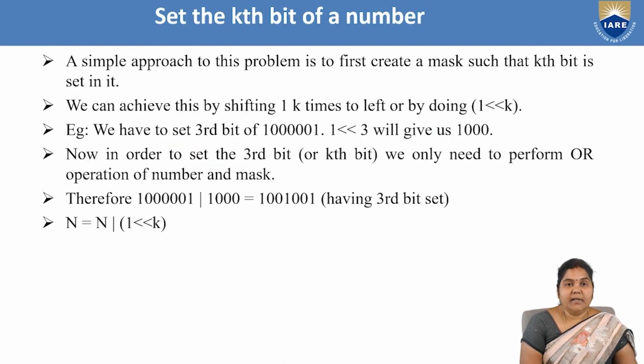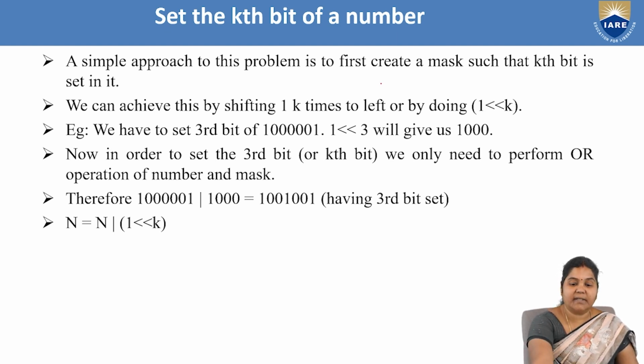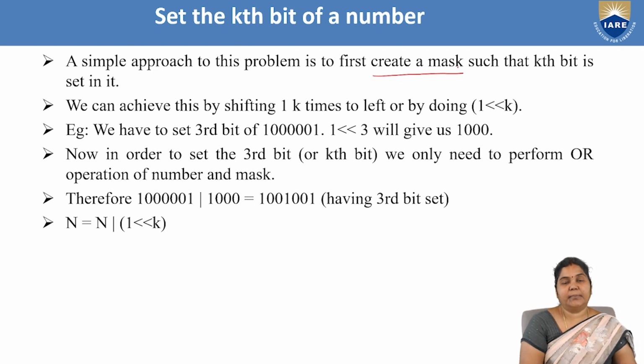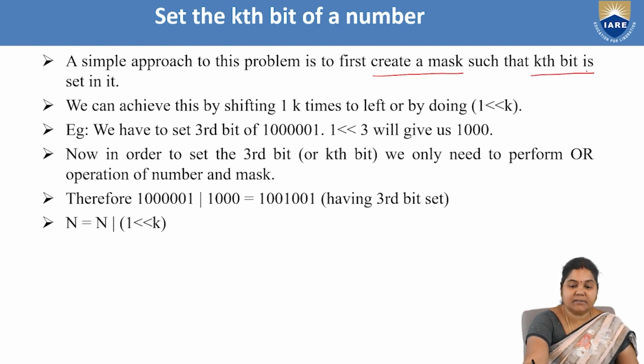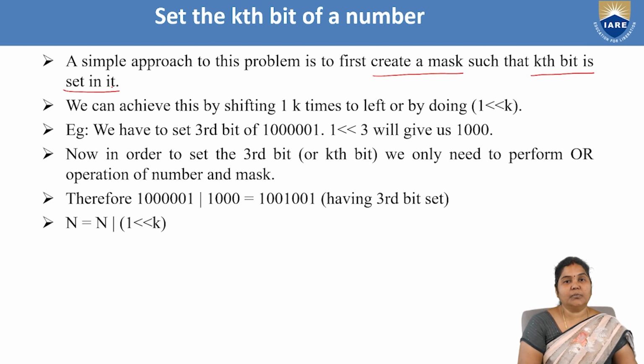Now, the way we have counted the number of set bits, we can also set a particular bit in a particular position. We call it setting the kth bit in an integer or a number. If you want to set one particular bit in a binary number, that is called setting the kth bit of a number. Now, how to solve this problem? One simple approach is, first of all, you have to create a mask. In this bit masking, we first create a mask such that the kth bit in that mask is already set.